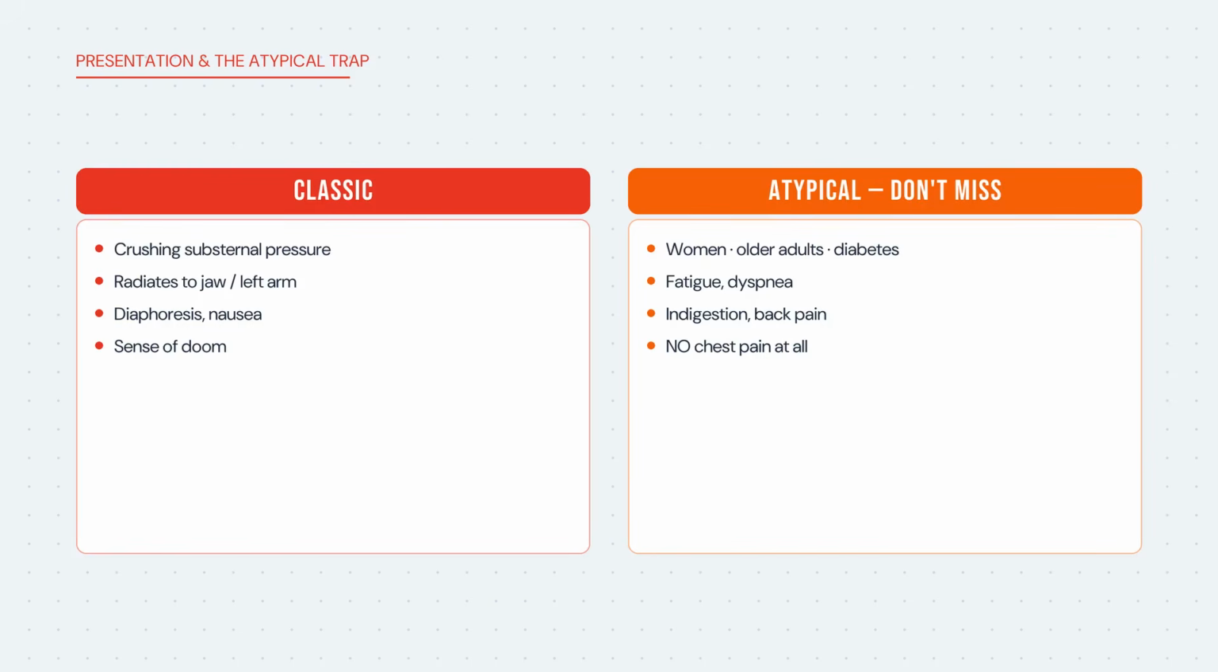The classic presentation is crushing substernal pressure radiating to the jaw or left arm, with sweating, nausea, and a sense of doom. But you must know the atypical picture, because that is where patients get missed. Women, older adults, and people with diabetes may present with fatigue, shortness of breath, indigestion, or back pain, and no chest pain at all. Diabetic neuropathy can blunt the pain entirely. A silent heart attack is still a heart attack.